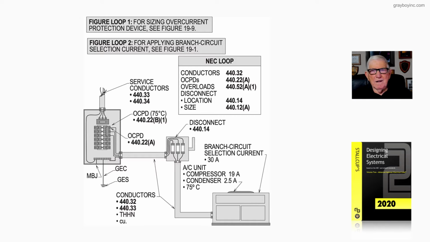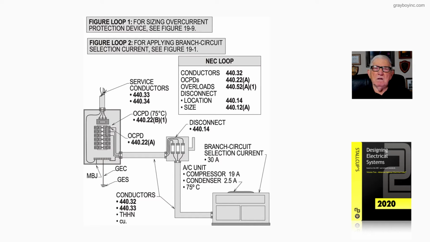Now this figure 19-16 is sizing the conductors based upon the compressor and condenser motors' full load current ratings. Now remember, if you looked at figure 19-1, we sized everything for an air conditioner based upon the branch circuit selection current. Not so here.